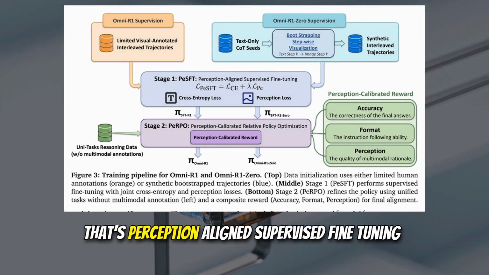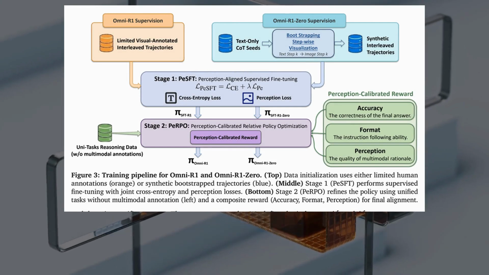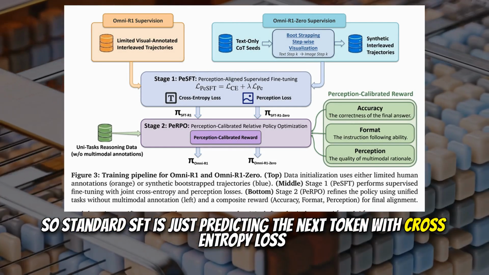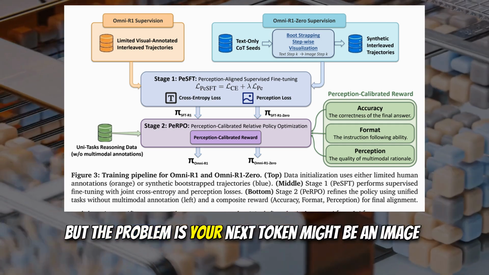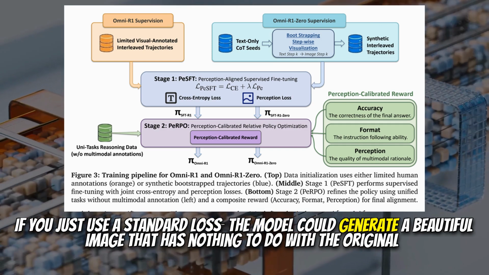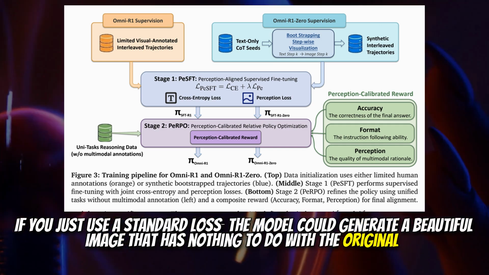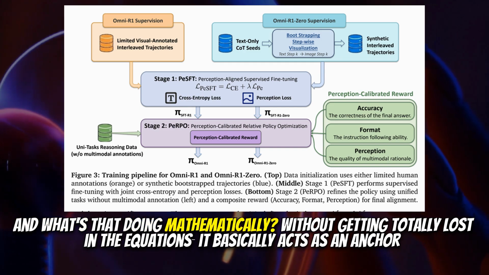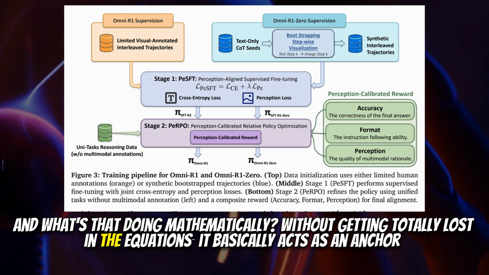That's Perception-Aligned Supervised Fine-Tuning. So standard SFT is just predicting the next token with cross-entropy loss. Right, but the problem is your next token might be an image. If you just use a standard loss, the model could generate a beautiful image that has nothing to do with the original, so they add this perception alignment loss. And what's that doing mathematically? Without getting totally lost in the equations, it basically acts as an anchor.